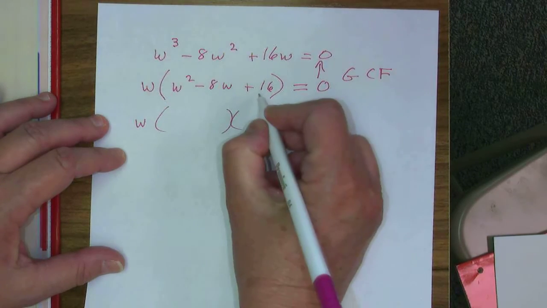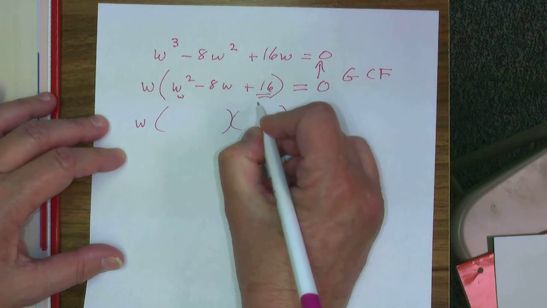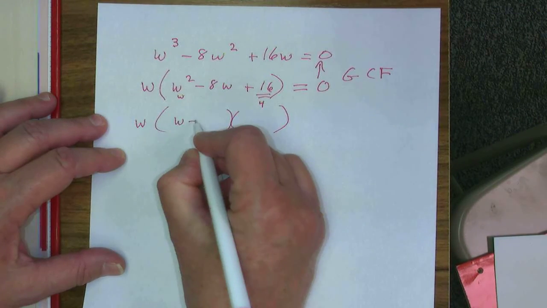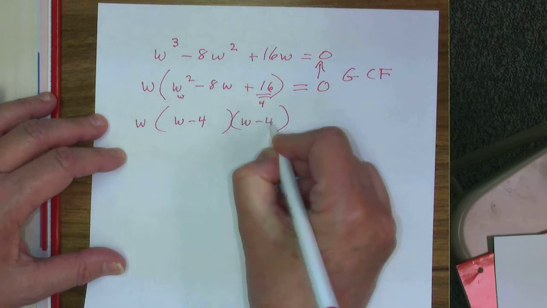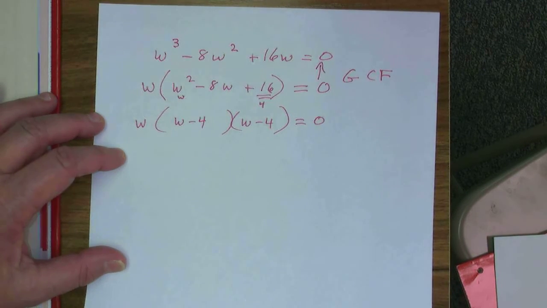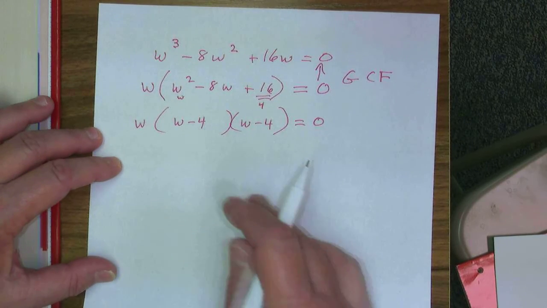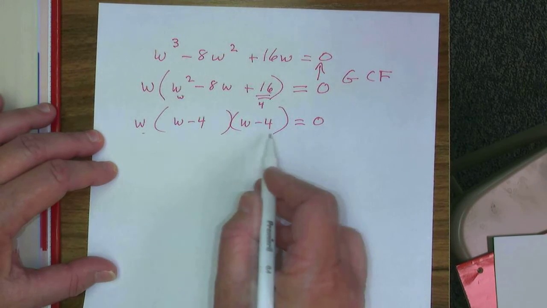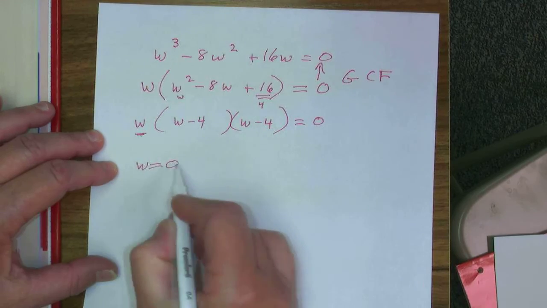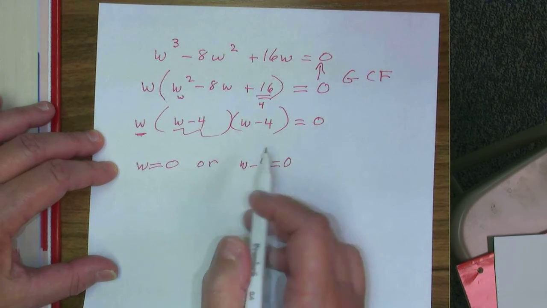It does appear, if you're looking, that this is a square. w is a square root, 4 is a square root, and that's twice the product. It would be w minus 4 times w minus 4 equals 0. Or you can just factor it as a polynomial. You don't have to write w minus 4 squared. Now, each factor can be 0. So this can be 0, or this can be 0. That is the same thing.